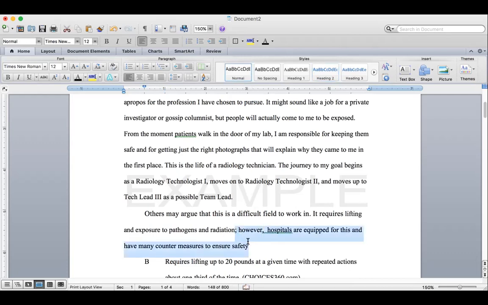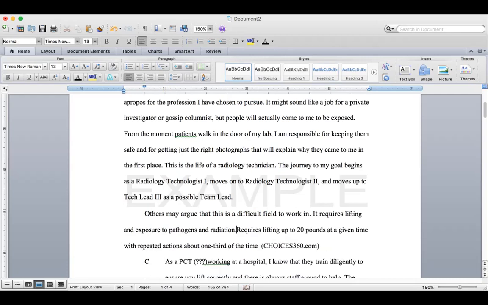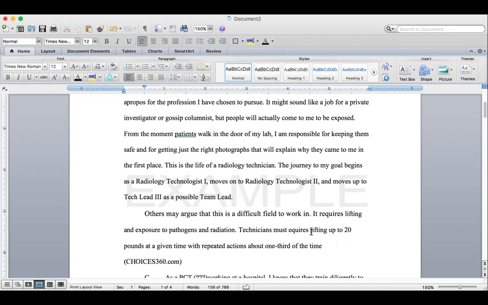Now, I do know, remember, we need to take that out because the person says they do help you with that. No, we just want negatives right here. Okay, requires lifting up to, just say technicians must lift.